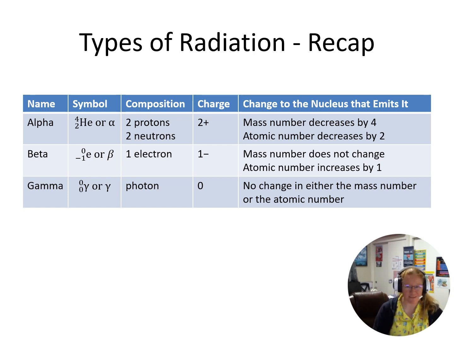Now, a beta particle is basically an electron, right? And so our mass number is not going to change, but our atomic number will increase by 1 because of that -1 on the electron. And then gamma ray, it's just a photon, very high energy, very dangerous, but we're not going to get a change in either the mass number or the atomic number.